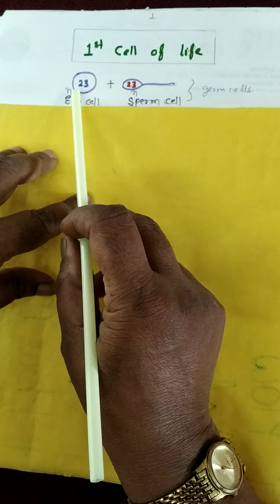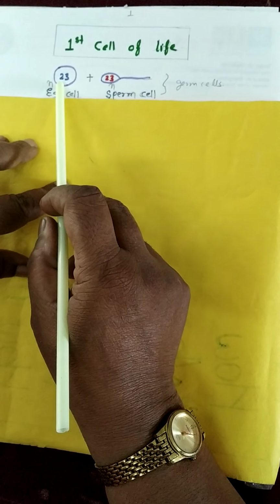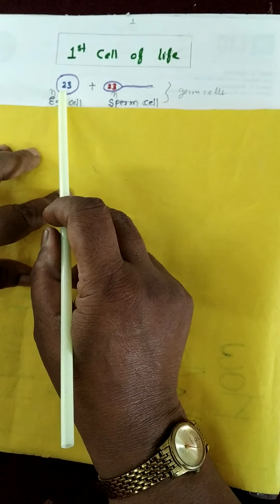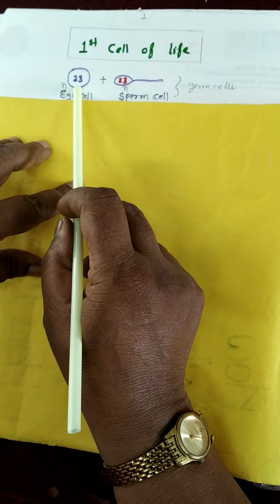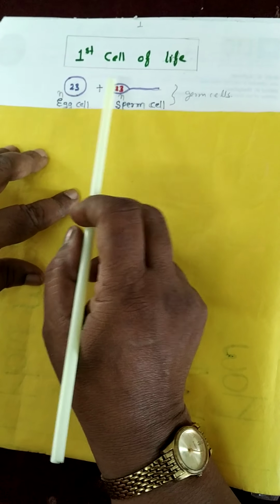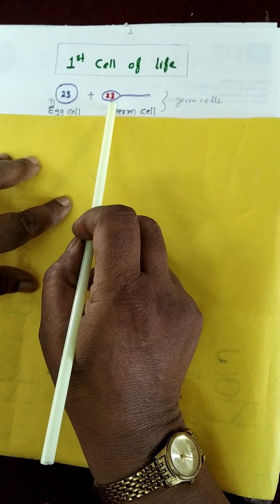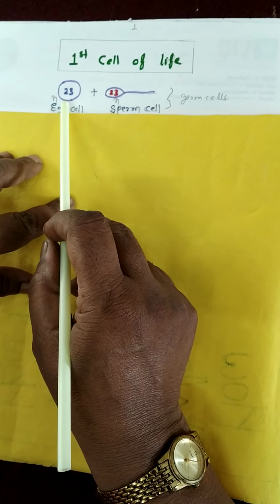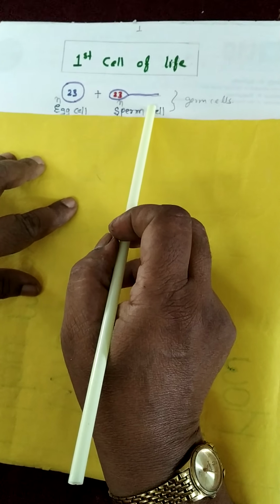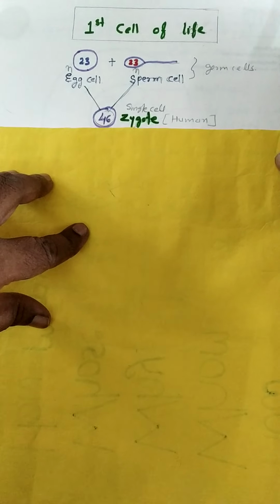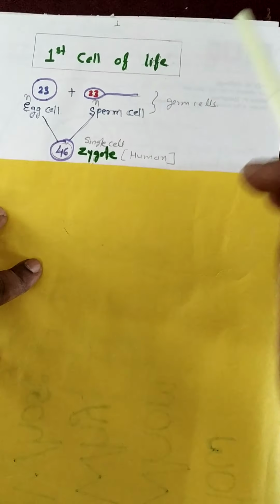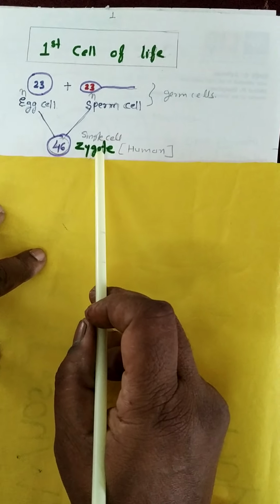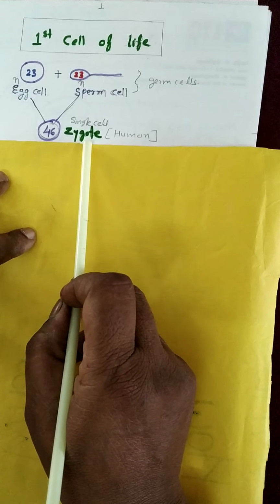I also mention here the different colors. I take different colors for writing the chromosome number. Here I write with the blue color and here I write with the red color. So this is the egg cell and this is the sperm cell. During sexual reproduction, when these two cells unite together, they form a single cell and that is called a zygote.